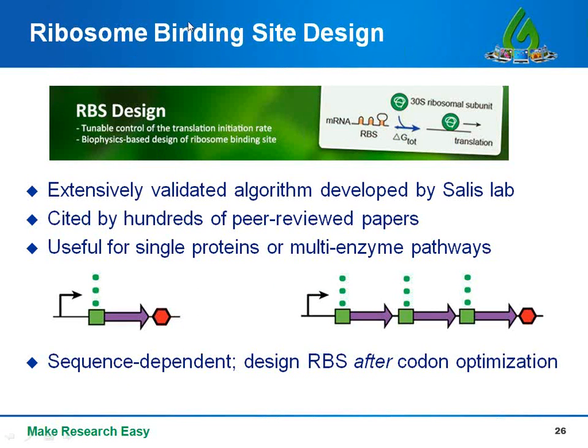First, ribosome binding site design gives you tunable control of the translation initiation rate. It's based on a biophysics analysis of all of the factors that influence ribosome binding to mRNA. There's an extensively validated algorithm that was developed by Howard Salis's lab at Penn State University, and GenScript has in-licensed that algorithm to be able to offer RBS design services to our customers as a complementary service. The algorithm has been cited by hundreds of peer-reviewed papers, and it can be used both for single proteins as well as for multi-enzyme pathways.